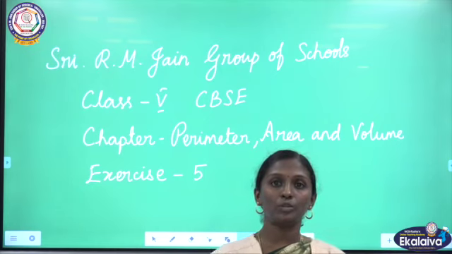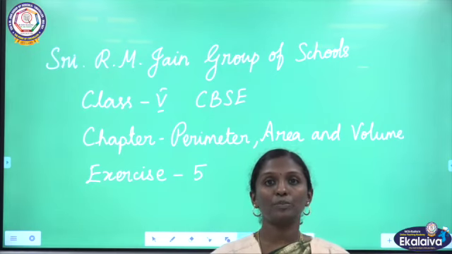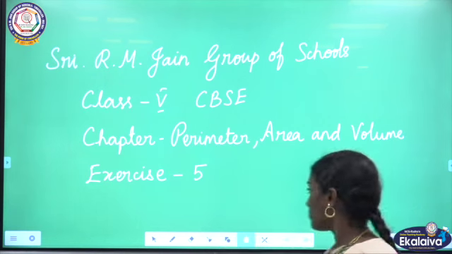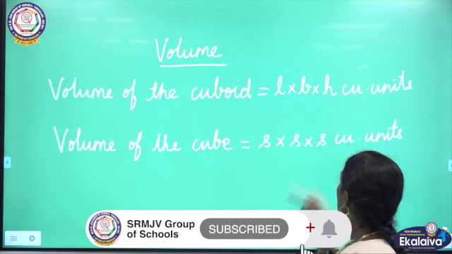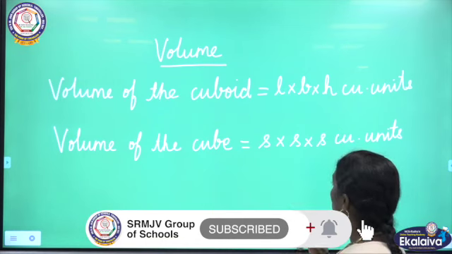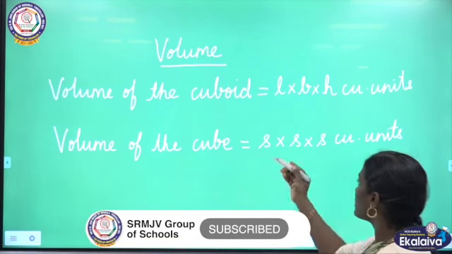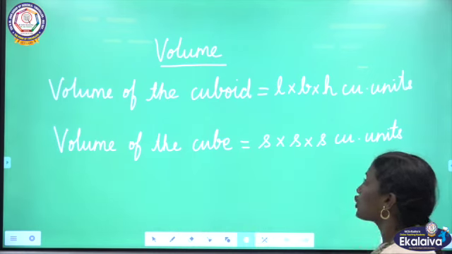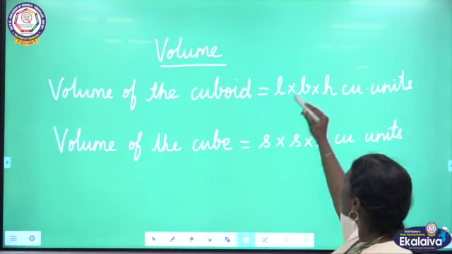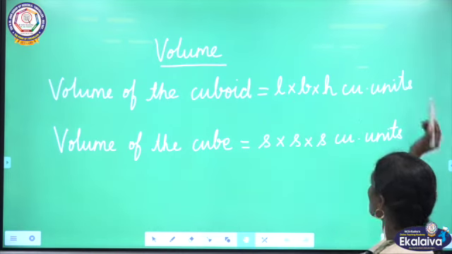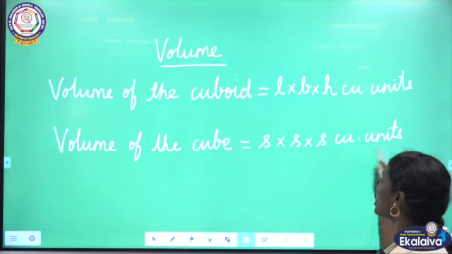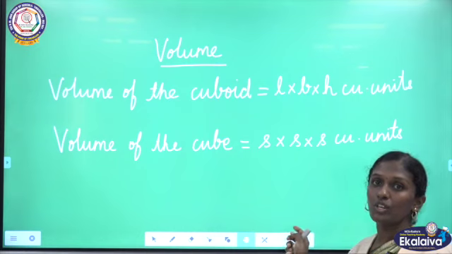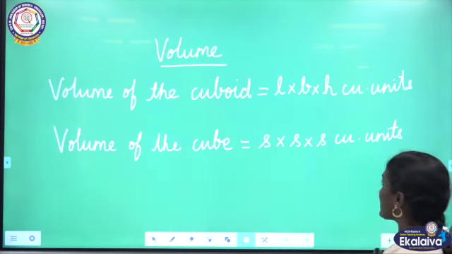Today we are going to do the problems in exercise 5 from the chapter perimeter, area and volume. Here is the formula to find the volume of the cuboid. It is length into breadth into height cubic units, and volume of the cube is equal to side into side into side cubic units. To find the volume of the cuboid, we have to multiply the length, breadth and height. Then we have to use cubic units. Then volume of the cube, side into side into side cubic units. By using these two formulae, we are going to do the problems in exercise 5.